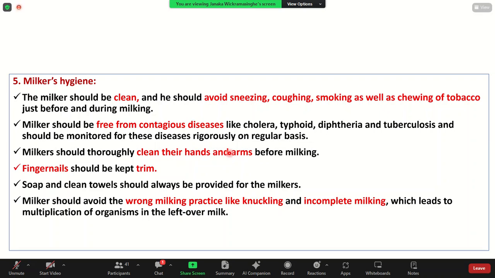There are several methods: the hand milking methods, machine milking method, milking parlor, or manual methods, portable milking machine, the knuckling, right? So those things should not be done in a wrong way or wrong manner, right?